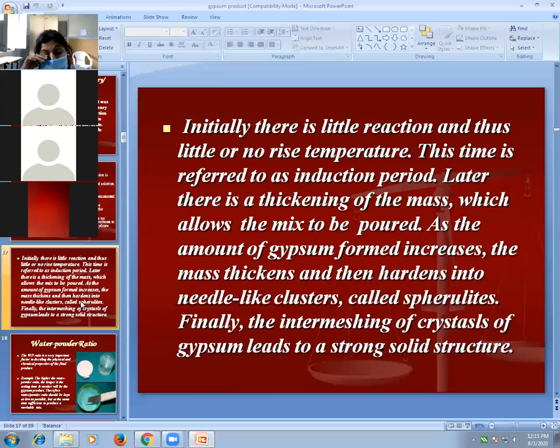Initially, after mixing the dental gypsum, the dental plaster, into the water, there is very little reaction, and thus there is little or no rise in temperature. This time is referred to as the induction period. Later there is a thickening of the mass, which allows the mix to be poured. As the amount of gypsum formed increases, the mass thickens and then hardens into needle-like crystals called spherulites. Finally, the intermeshing of these gypsum crystals leads to a strong solid structure.